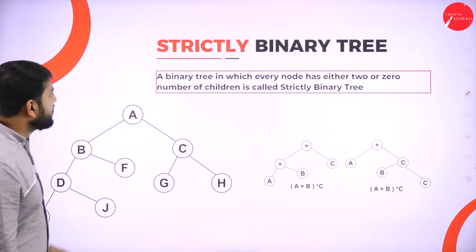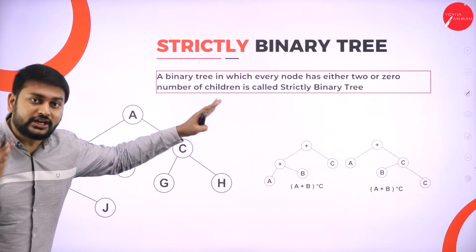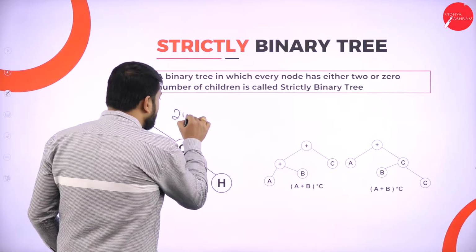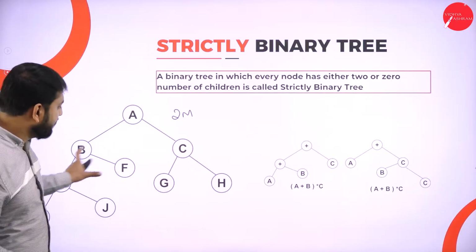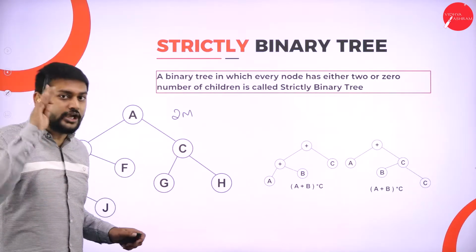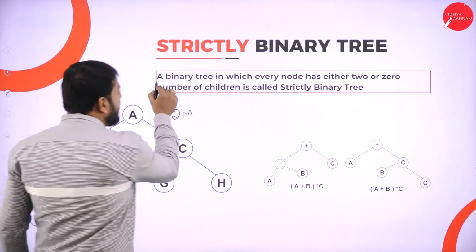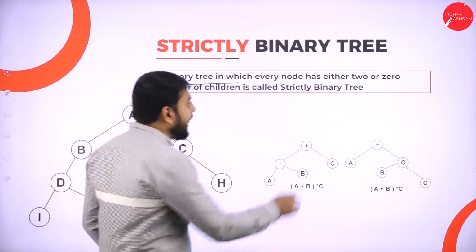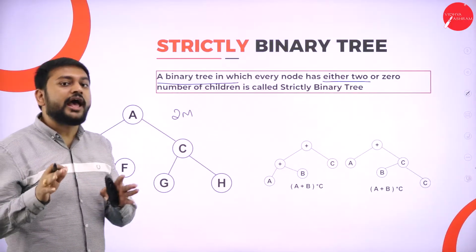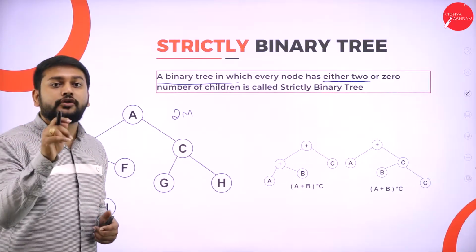So fine, what is the next one that I have? Strictly binary tree. What is the meaning of strictly binary tree? All these things will be asked for 2 marks. So please remember the definition for 2 marks. They will give you this tree and ask you to find out what type of tree it is. So you need to understand. So what is a strictly binary tree? Listen to me carefully. A binary tree in which every node has either 2 or 0 children. It should be 2. It cannot have 1. It should be 2 or it should be 0. That is what you need to check here.